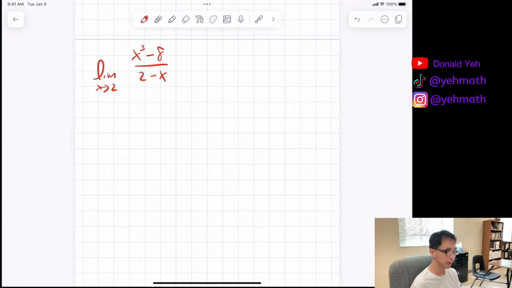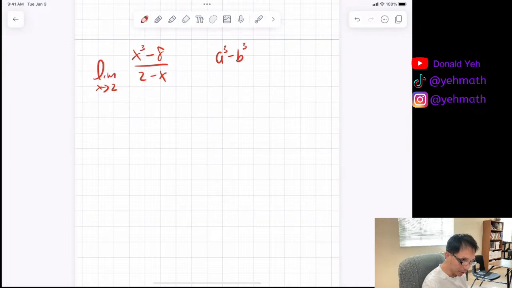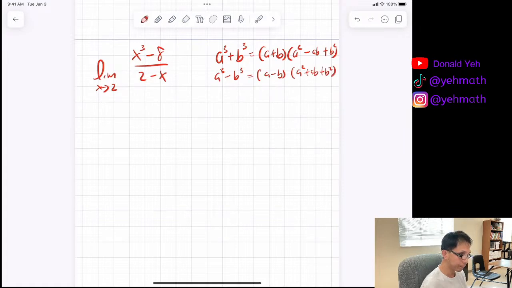SOAP. Good. What is SOAP? A cubed minus b cubed or a cubed plus b cubed. S means the sign is the same. O means opposite, and then A means always positive. So it'll be a squared, ab, b squared. Or a cubed minus b cubed is equal to a minus b times a squared plus ab plus b squared.